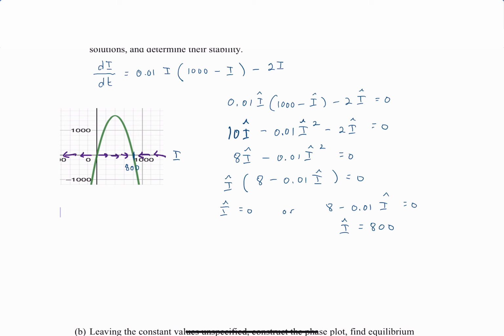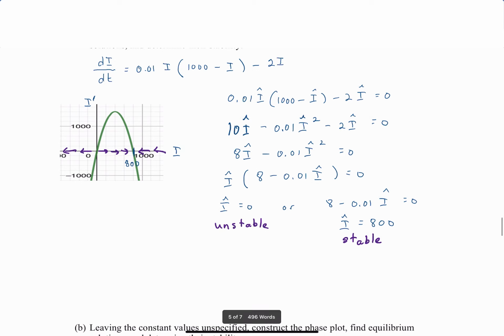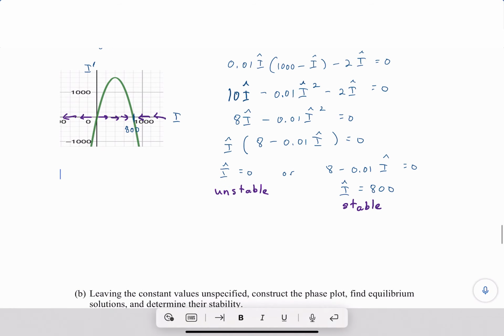Now I need to put in the little arrows. Oh, and I should label my axes. Let's see, the horizontal axis is the I-axis, and the vertical one is the I' axis. The equilibrium at 800 has arrows pointing towards it from both sides, so that one is stable. The one at 0 has arrows going away from it, so that one is unstable.